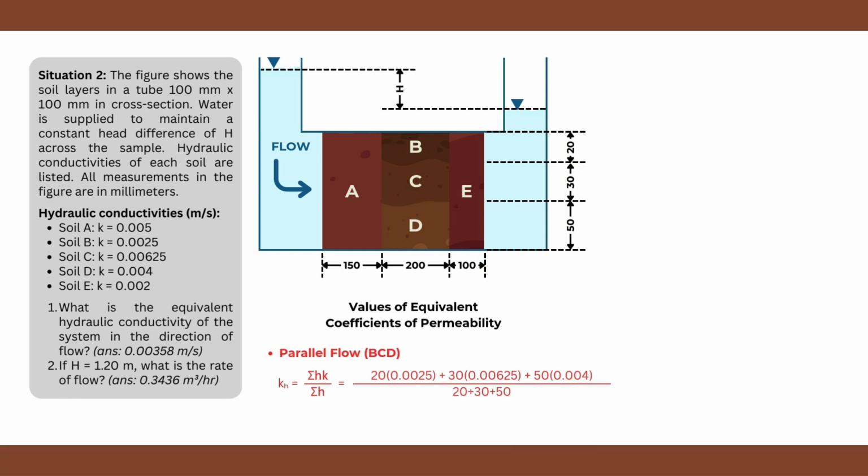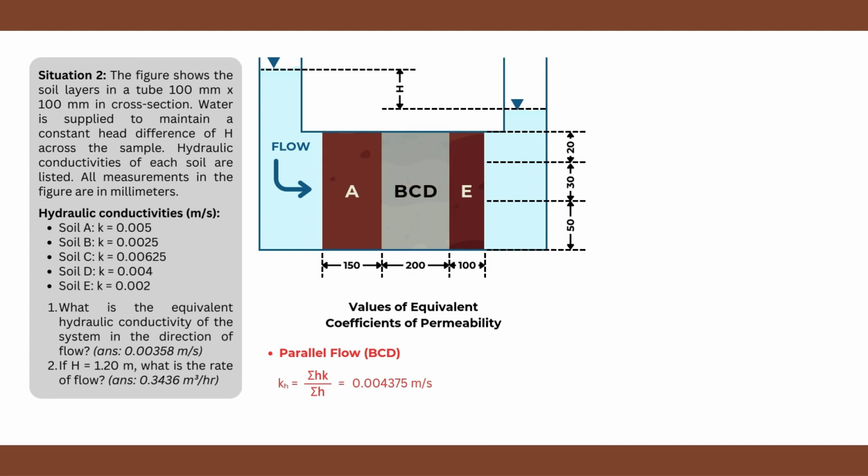Plugging in our given values sa formula, starting with summation of H times K, we'll have 20 times 0.0025 for layer B, plus 30 times 0.00625 for layer C, plus 50 times 0.004 for layer D. Then, divide it by the total H, which is just 20 plus 30 plus 50. This gives us a value of 0.004375 meters per second.